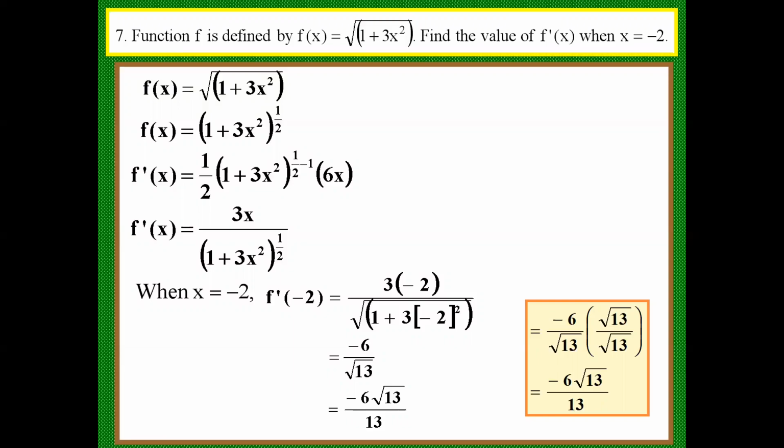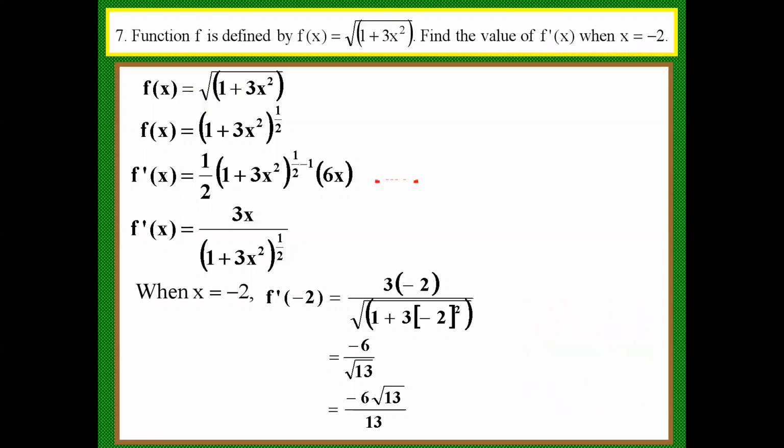So your marks will be: 1 mark when you differentiate, another 1 more mark when you simplify your differentiation, and the last mark will be when you calculate the value of f prime x when x is given as negative 2. Easy job, right?